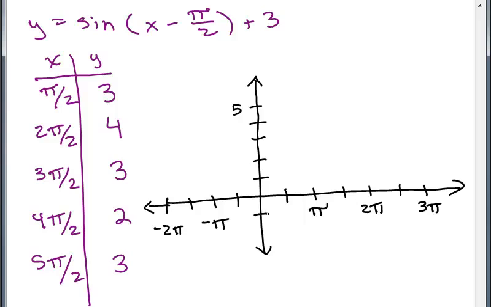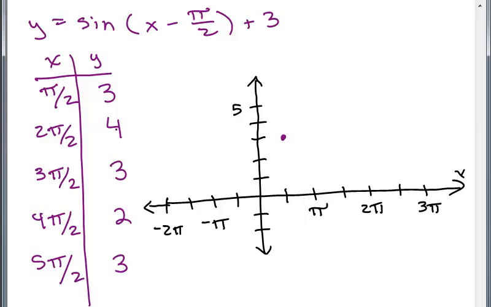You want to always label at least one number on the y-axis and at least one number on the x-axis. So at least 1 point. So let's do these now. We have pi over 2, 3. All right, so here's pi over 2 and up 3. There's our first ordered pair.